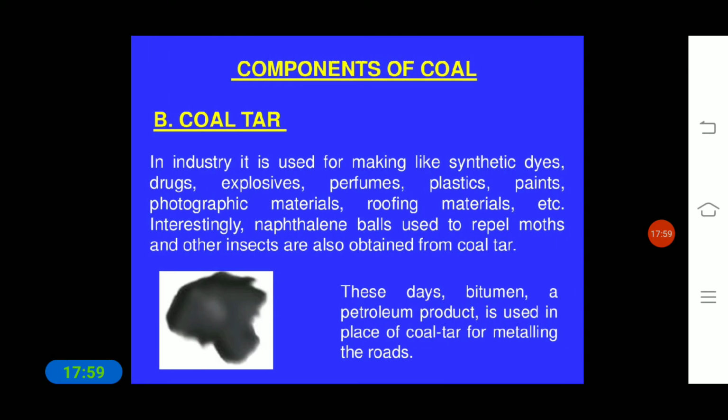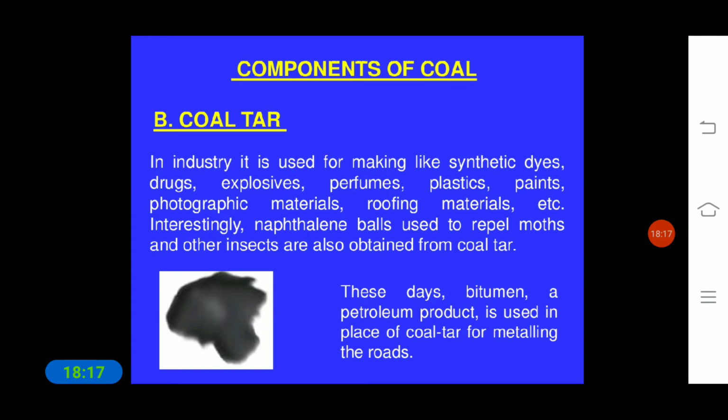In industry, coal tar is used for making synthetic dyes, drugs, explosives, perfumes, plastics, paints, photographic materials, and roofing materials, etc.